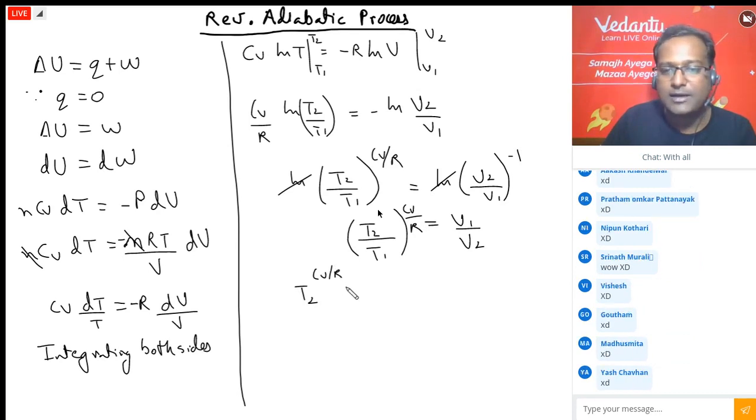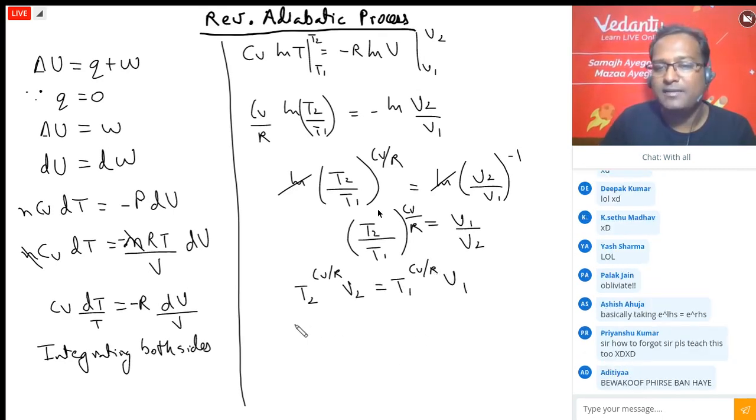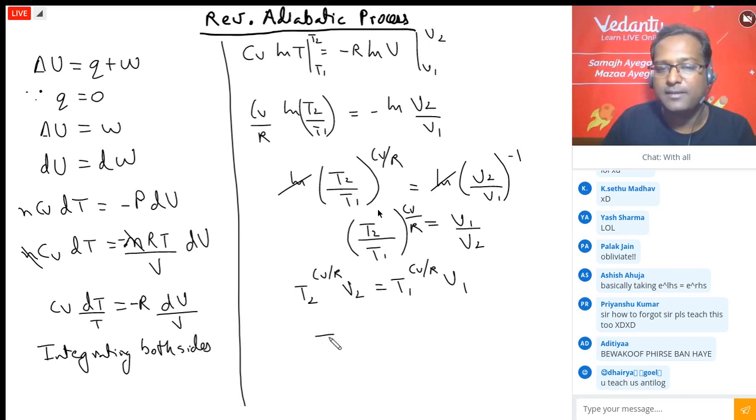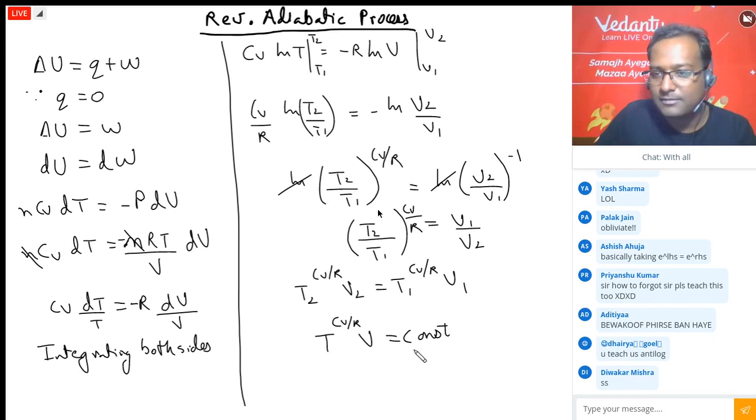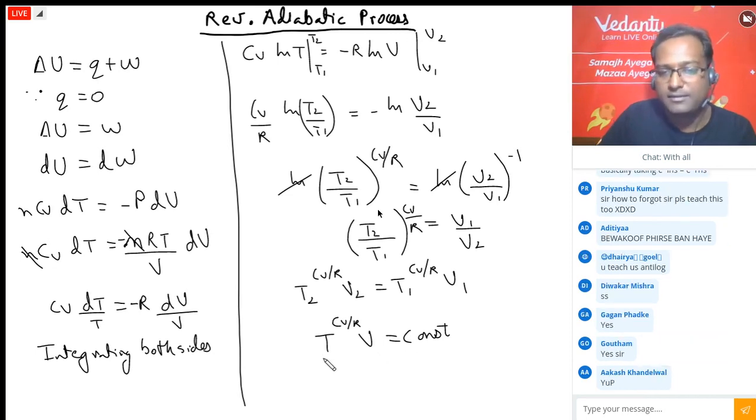T2 to the power Cv by R into V2 equal to T1 to the power Cv by R into V1. Can I therefore write this as, please pay attention, can I therefore write it as T to the power Cv by R into V is a constant? Pay attention, please.